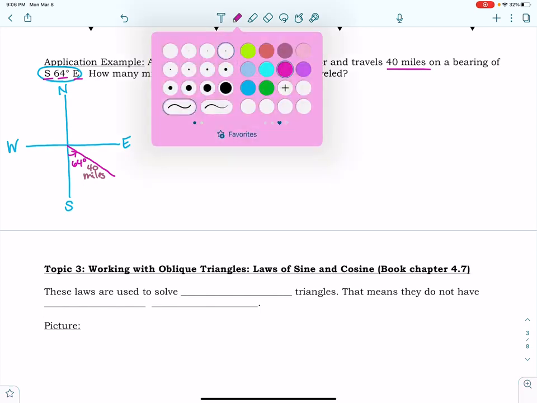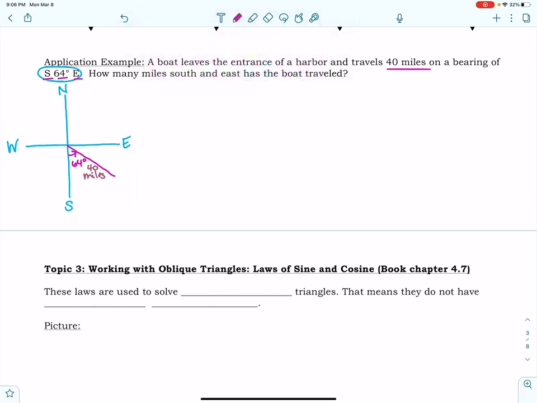So what we need to do now is answer the question, how many miles south and east has the boat traveled? I want to know how many miles this way, east, and how many miles this way, south. So I'm going to call this X and I'm going to call this Y. There's your right triangle. I'm going to redraw my right triangle so it's a little bigger, a little easier to see.